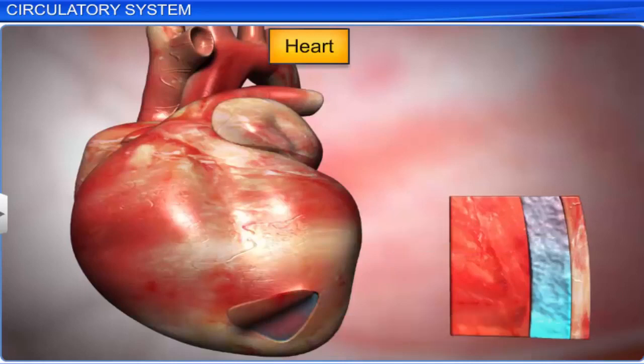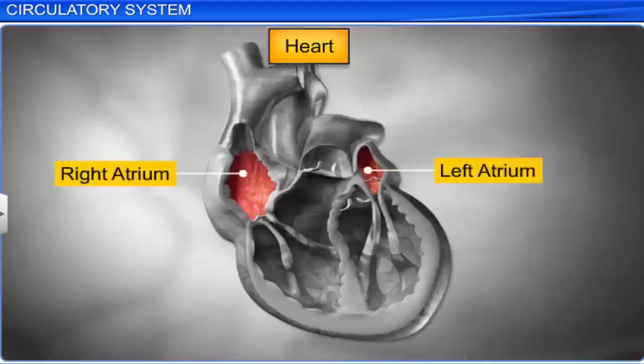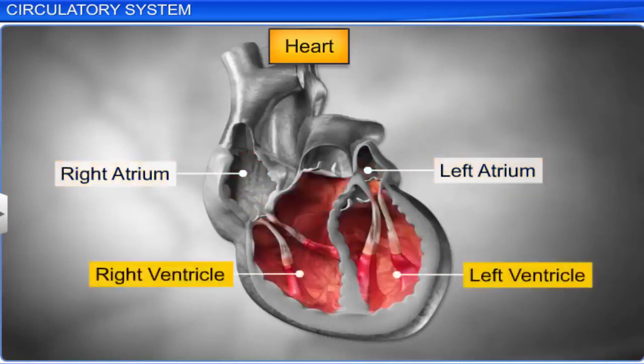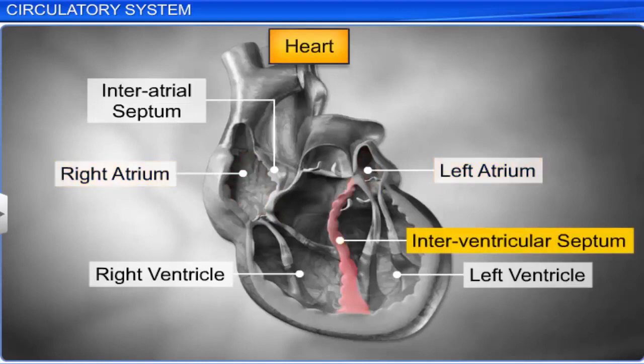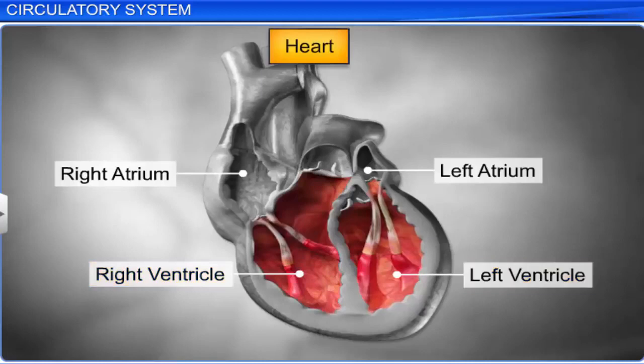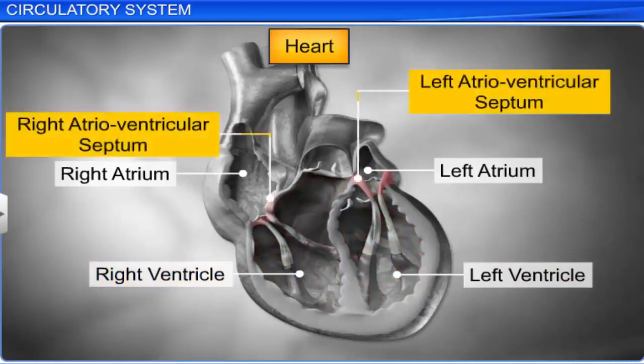It has 4 chambers that include 2 upper small atria and 2 lower large ventricles. A thin muscular wall called the interatrial septum separates the 2 atria, while a thick interventricular septum separates the 2 ventricles. Besides, a thick fibrous tissue called the atrioventricular septum separates the atria from their respective ventricles.